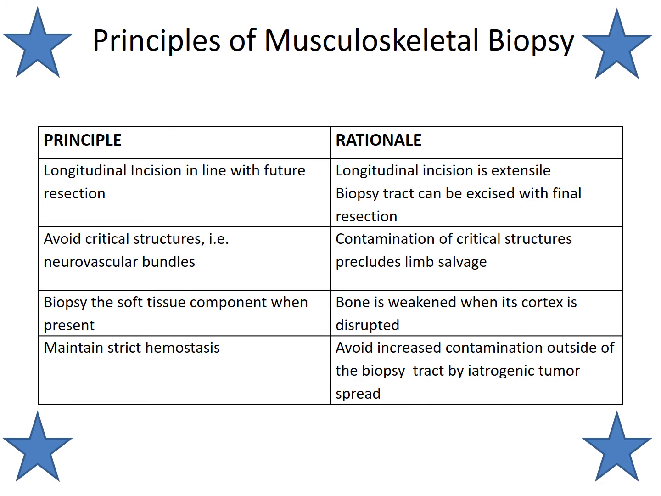When you're dealing with a bone lesion, biopsying the soft tissue component is ideal when it's present because you eliminate the risk of a pathologic fracture, most likely, because the bone is weakened when the cortex is disrupted. And then you want to maintain strict hemostasis. This should make sense to avoid contamination iatrogenically by creating a big blood pool and then spreading tumor around.